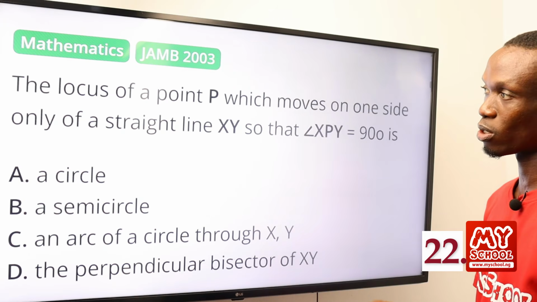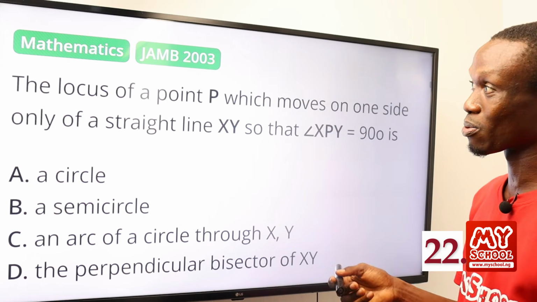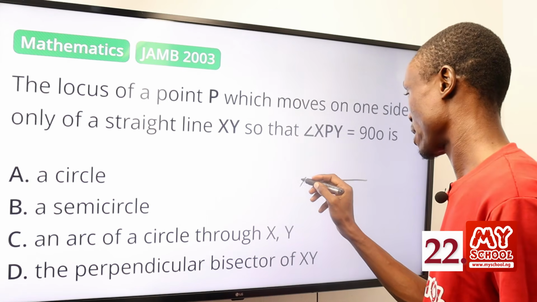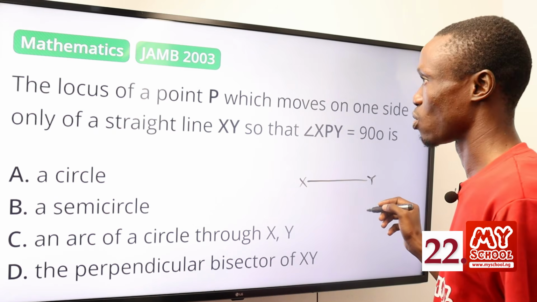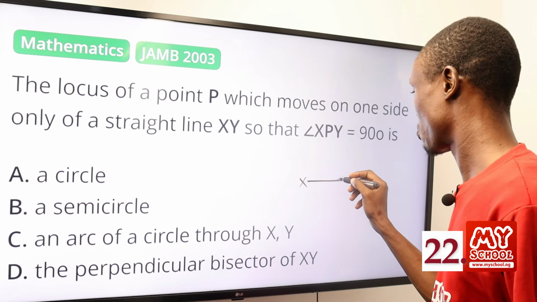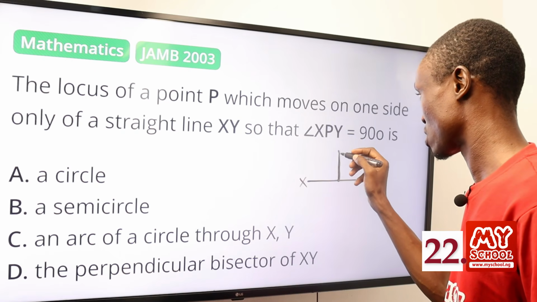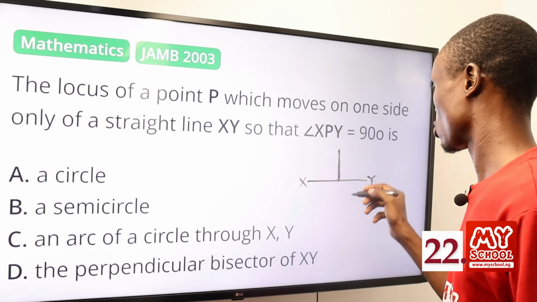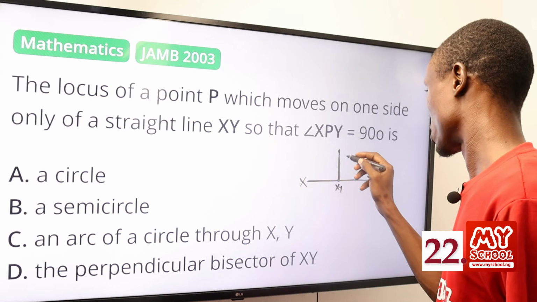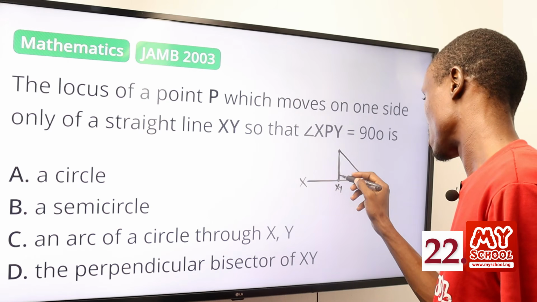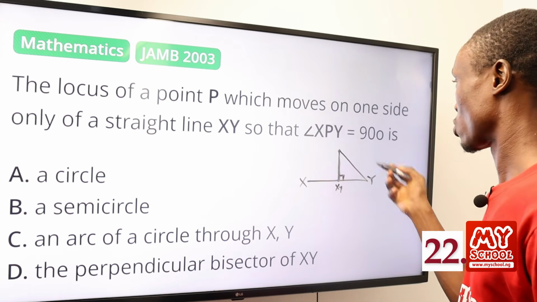So to answer this question, it's proper for us to just make a simple sketch of the statement. Okay, so this is the line XY, and this is the locus of the point P, and this point P only moves on one side, so the movement is restricted to one side. Okay, then we are told that it makes an angle with here, to be equals to 90 degrees.